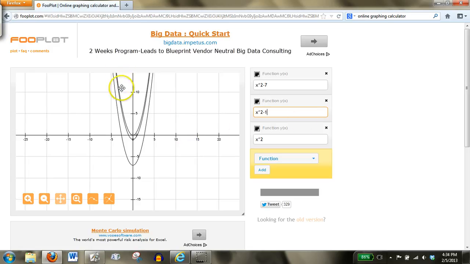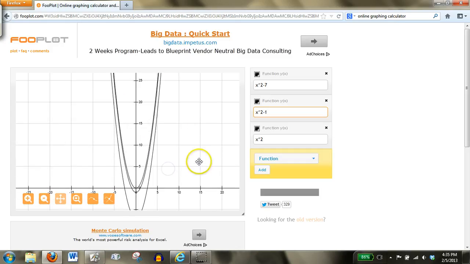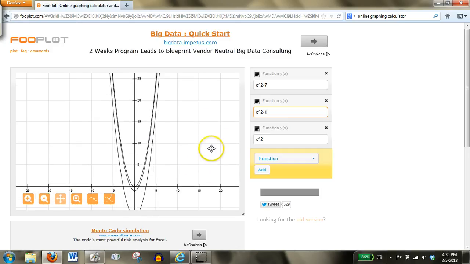So here, our parent graph is this uppermost one. Then when we put x squared minus 1, notice that graph right below it. And then x squared minus 7, it's this bottommost graph here. But notice how the shape of the parabola doesn't really change. It just shifts up and down.